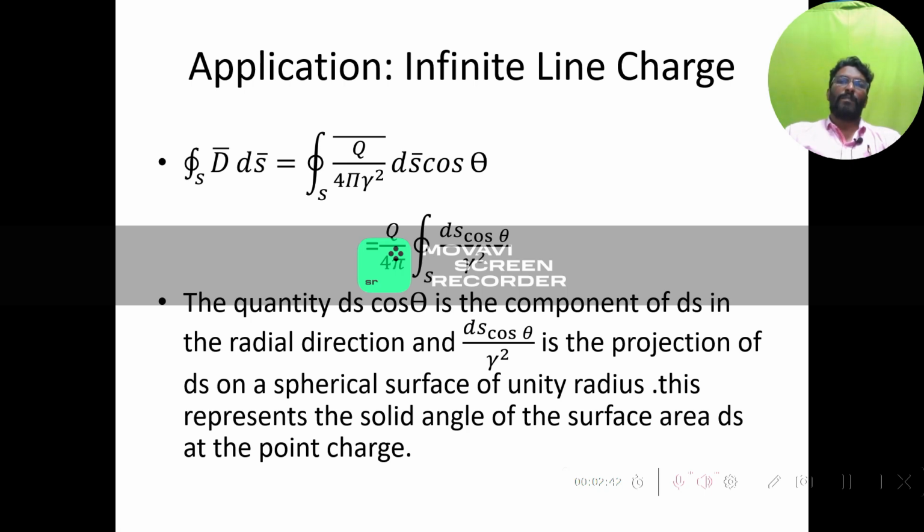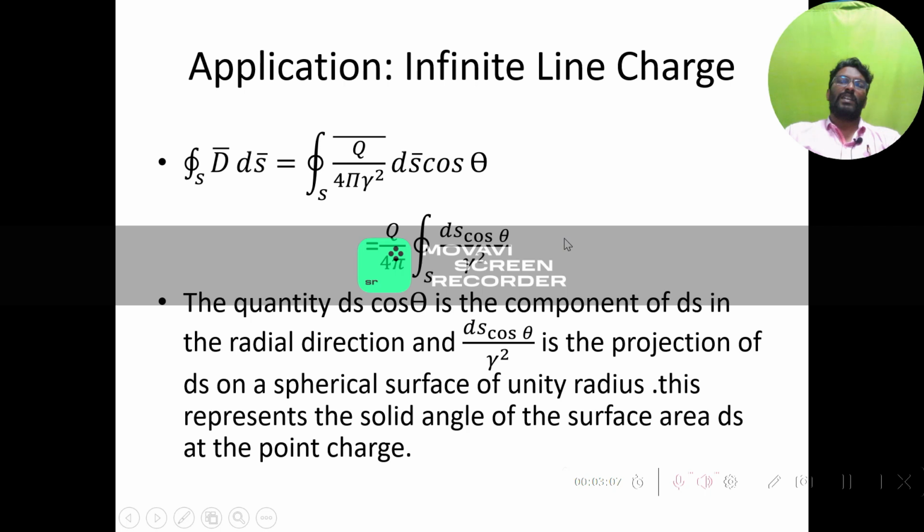If we go for an application for an infinite line charge or whatever it may be, here we consider a point charge. So finally we can write the surface integral of D bar dot dS is equal to the surface integral of Q by 4 pi r square dS cos theta. We can take Q by 4 pi out of the integration. The remaining part in the integration is the surface integral of dS cos theta by r square.